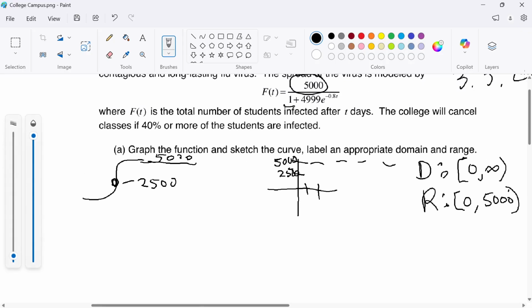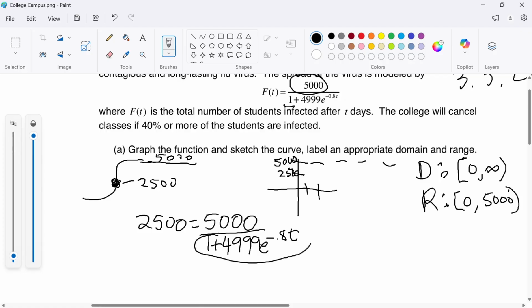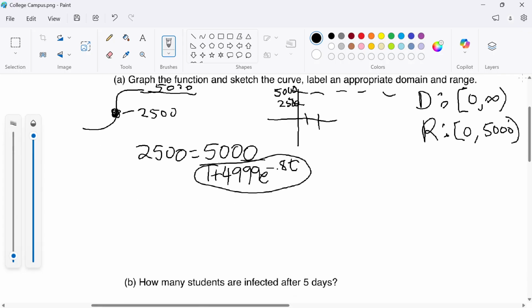So graph the function. I need to find where this inflection point is. Where's the halfway point? How many days after this thing starts does it reach 2,500? So I'm just going to take this function. I'm going to say 2,500 equals 5,000 divided by 1 plus 4,999 e to the negative 0.8t. I'm going to multiply both sides by this denominator and divide both sides by 2,500.